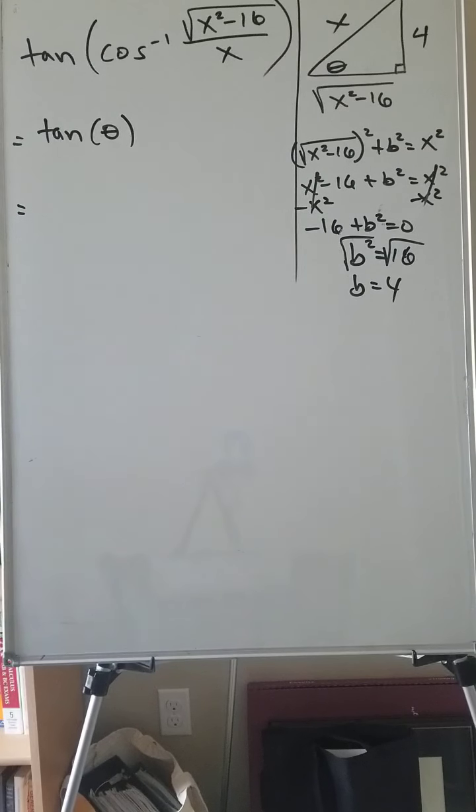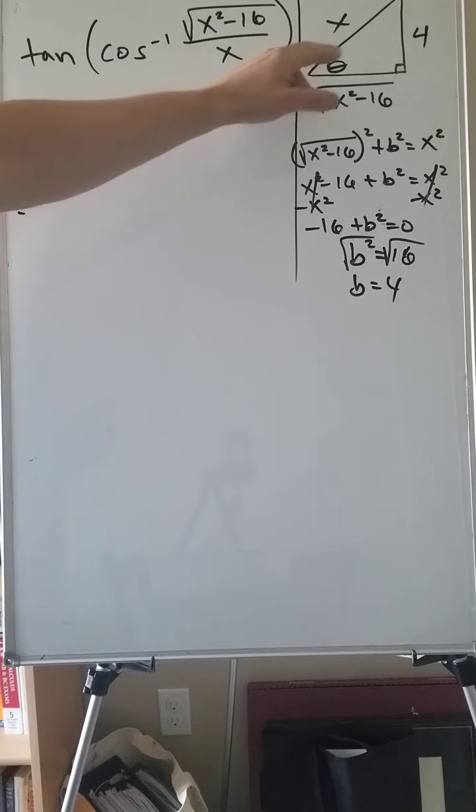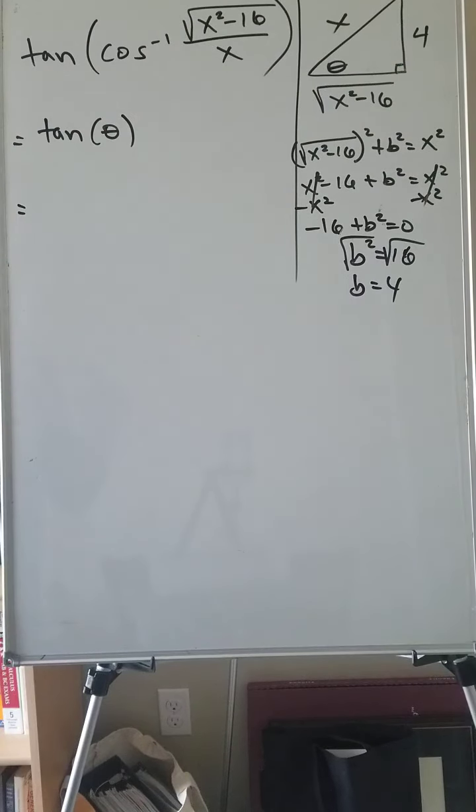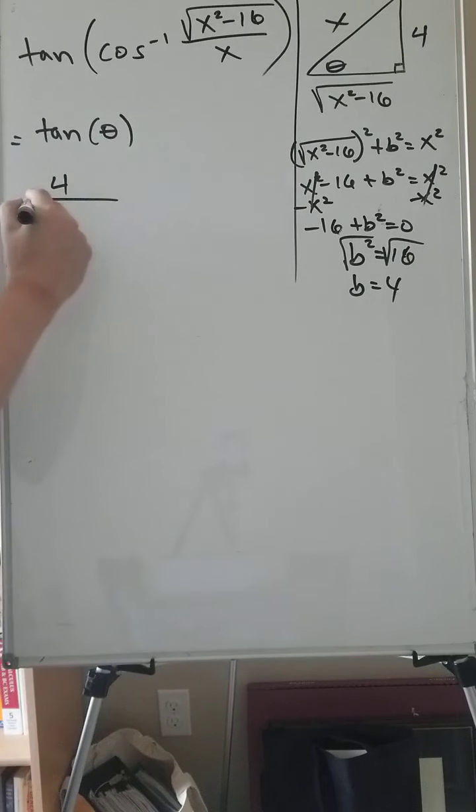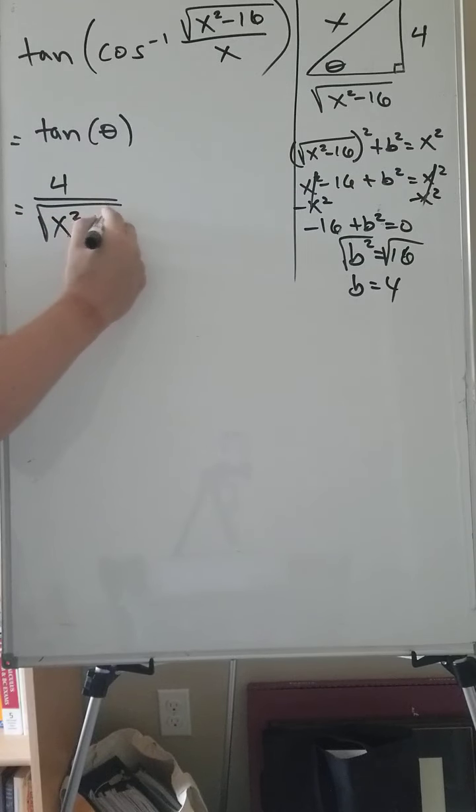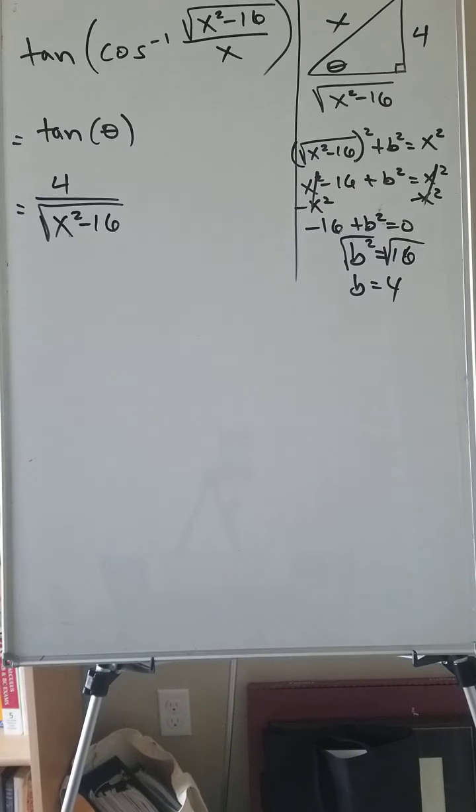And the tangent of theta simply means from theta, what's the opposite over the adjacent? So the answer is just 4 over the square root of x squared minus 16. And that's it. Don't worry about rationalizing that. It's not really necessary. Okay, so that's the idea.